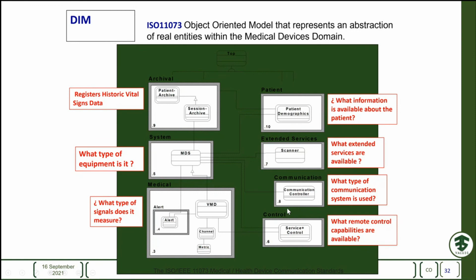The communication controller, what type of communication is used? We have in the operating room, for example, either wireless technology or infrared technology or optic fiber, and different connectivity means. But we have to cover those types of communication as well.